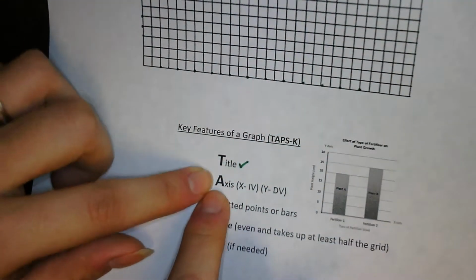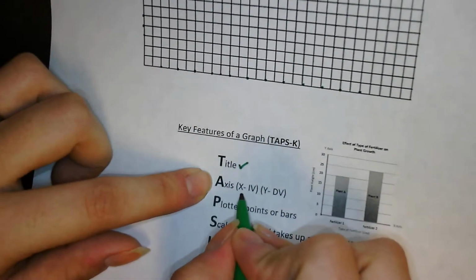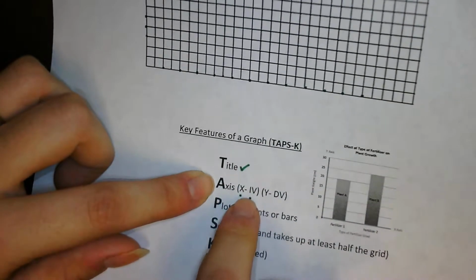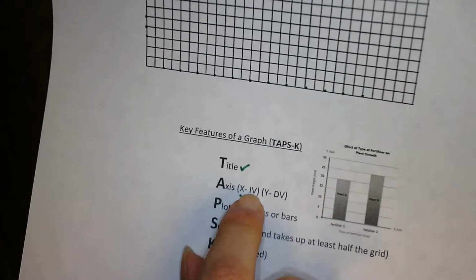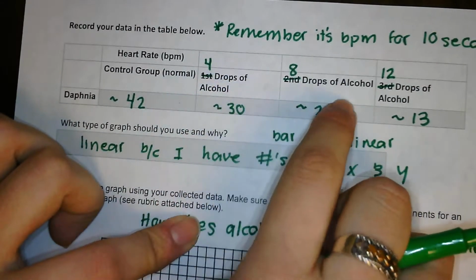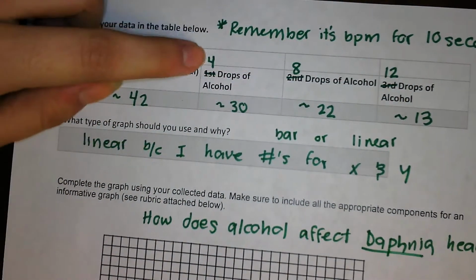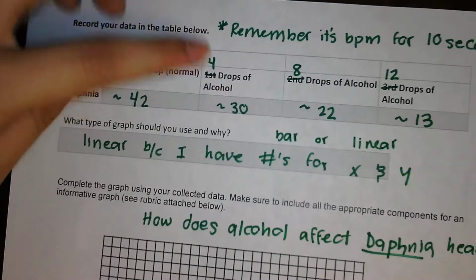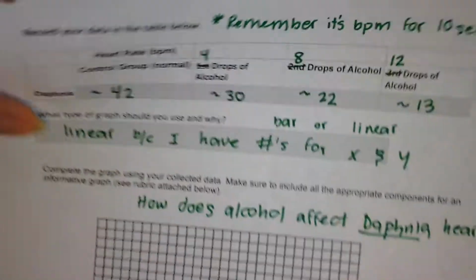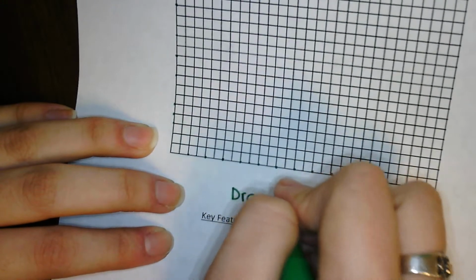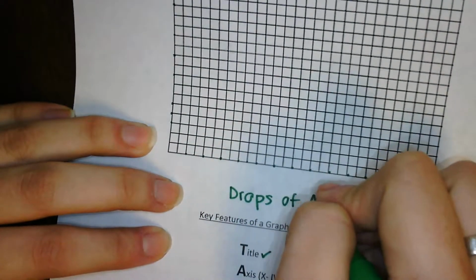Now I need to label my axes. Here it says that your x-axis is typically your independent variable. And again, the independent variable is what we can control, what I am changing. What I can control is how many drops of alcohol I add. So this is going to be my independent variable, how much alcohol I'm adding. I can control this, so this is my x-axis. So I'm going to say right here, drops of alcohol.